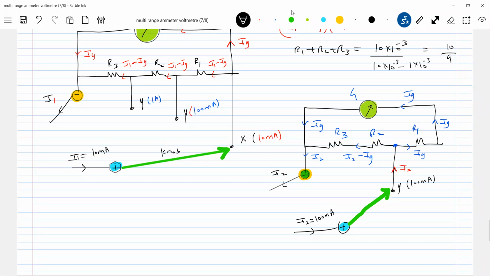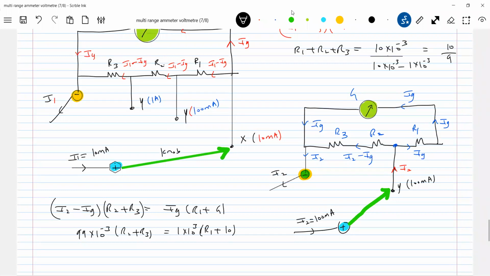So now we'll write the equation. So this should be equal to the current I2 minus Ig into G, R2 plus R3 should be equal to Ig into R1 plus G. I2 is how much? It's 100 milliampere minus this. This will be 90 milliampere, equal to, this will be Ig is 1 milliampere, 1 into 10 to the power of minus 3. It should be 99. R1, G is 10 ohm. So R2 plus R3 equal to R1 plus 10 by 99. This is the equation.